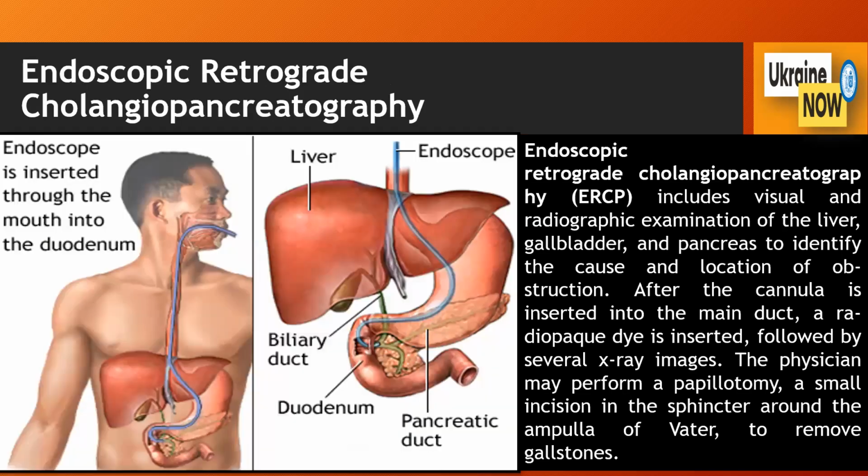Next is endoscopic retrograde cholangiopancreatography. It includes visual and radiographic examination of the liver, gallbladder, and pancreas to identify the cause and location of obstruction. After the cannula is inserted into the main duct, a radiopaque dye is injected, followed by several X-ray images. The physician may perform a papillotomy, or a small incision in the sphincter around the ampulla of Vater, to remove gallstones.